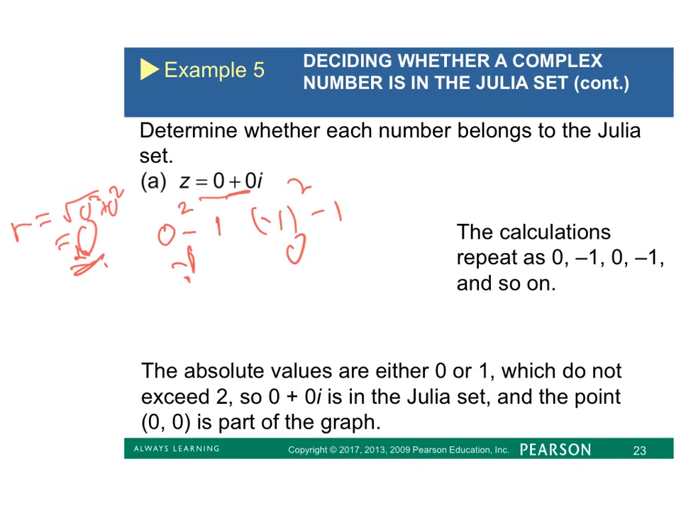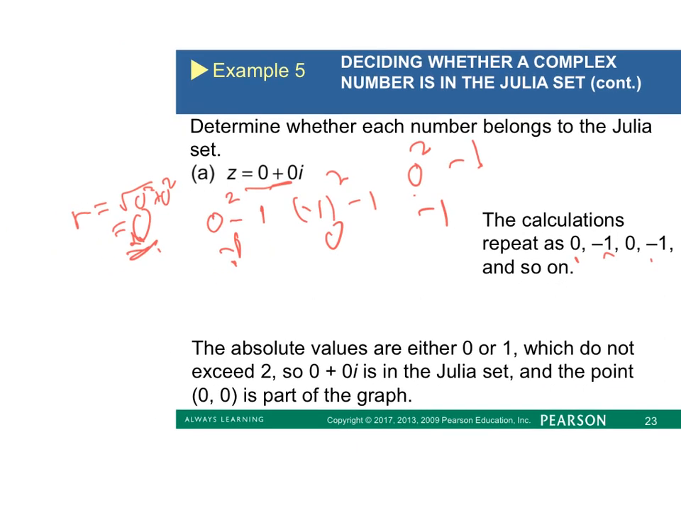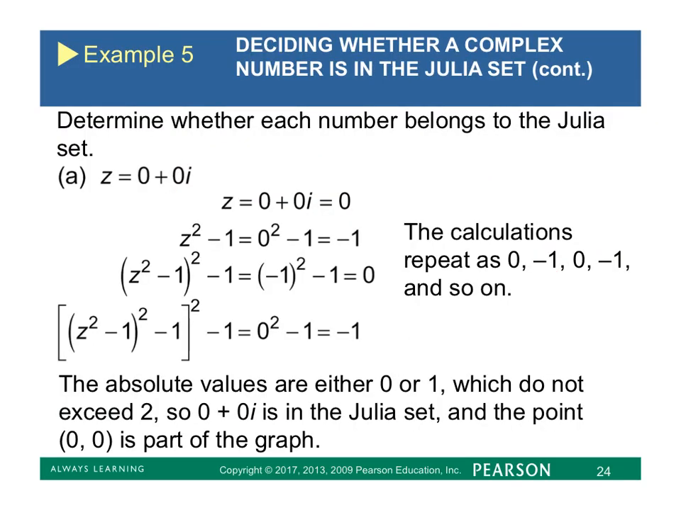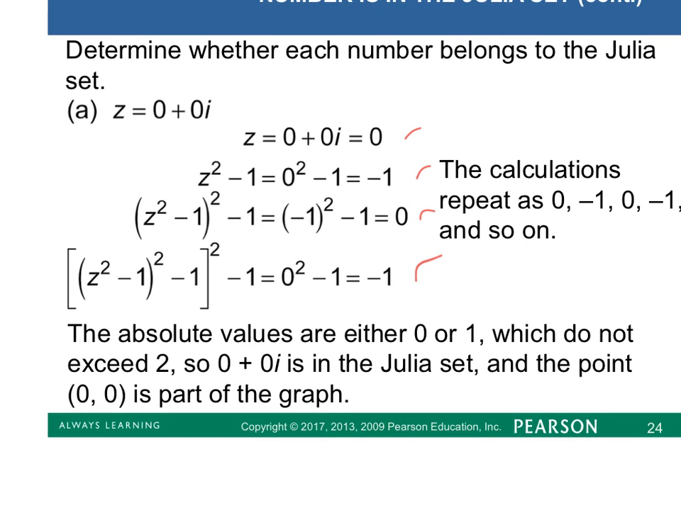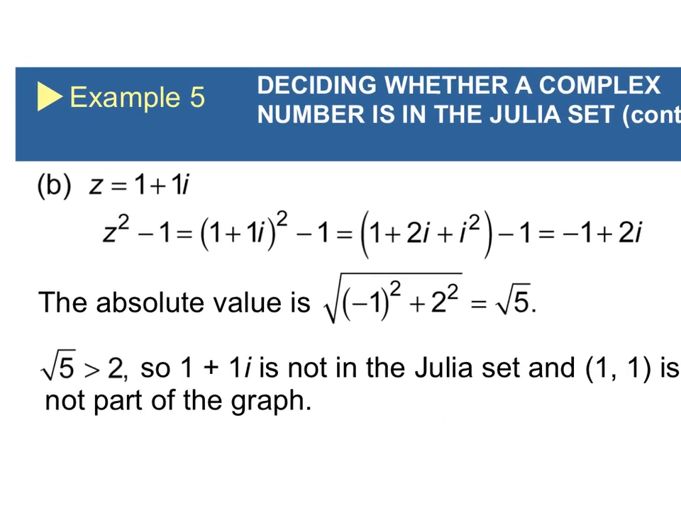Now I take that answer and I square it and I take 1 away from it. I'm back to a negative 1 again. So there's the pattern. It'll always be 0, negative 1, 0, negative 1, 0, negative 1. So none of the numbers will ever be greater than 2. So it is in the Julia set. Imagine this complex number is in the Julia set. So we would graph it and plot the A comma B. There are the nice and beautiful steps. Okay, example 5.